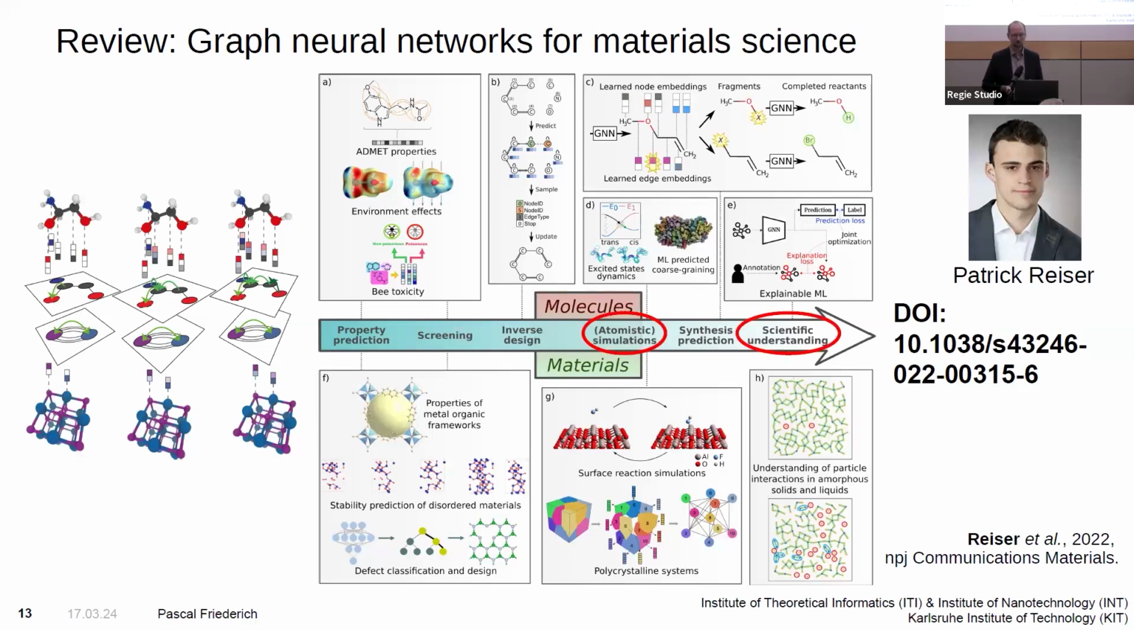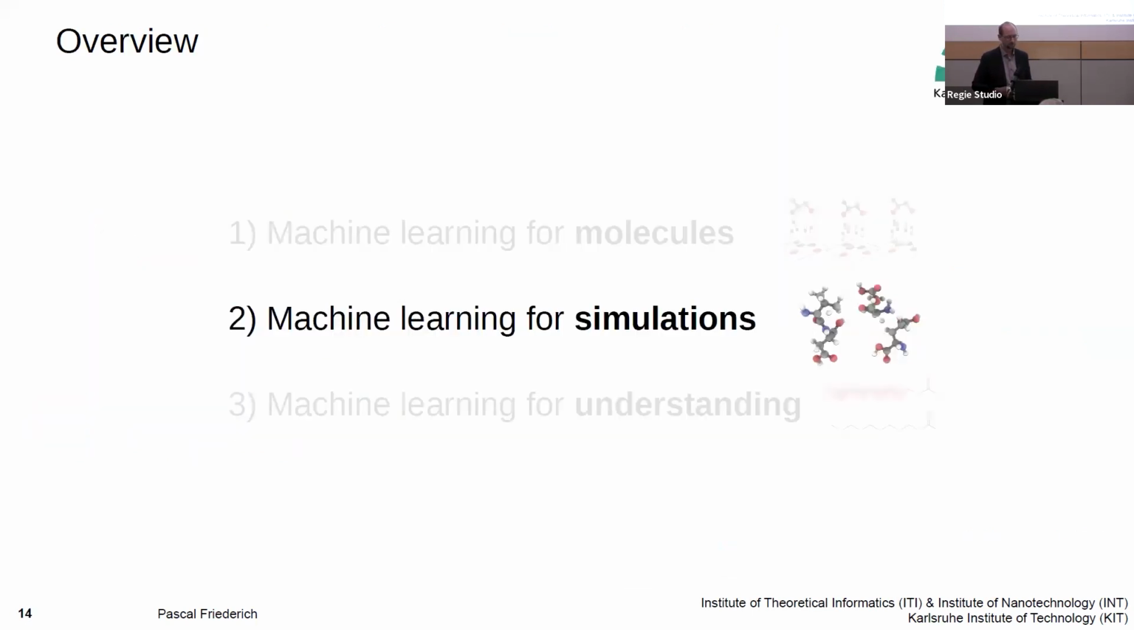And today I would like to focus on two aspects of this. One is how we can use graph neural networks to accelerate atomistic simulations. And then how can we look into graph neural networks to see what they learn and exploit that in order to better understand structure-property relations.